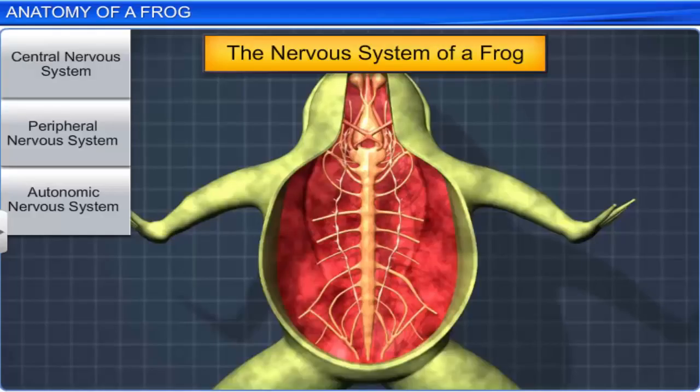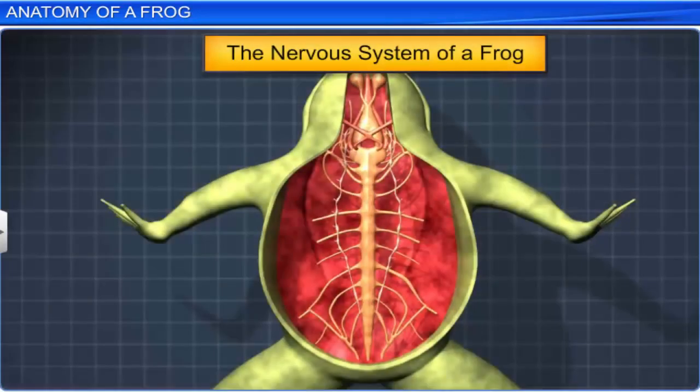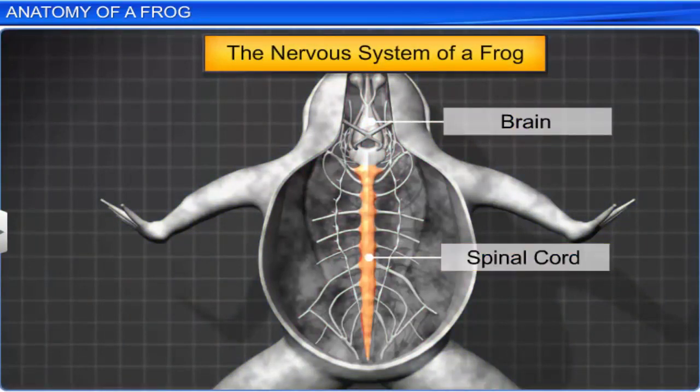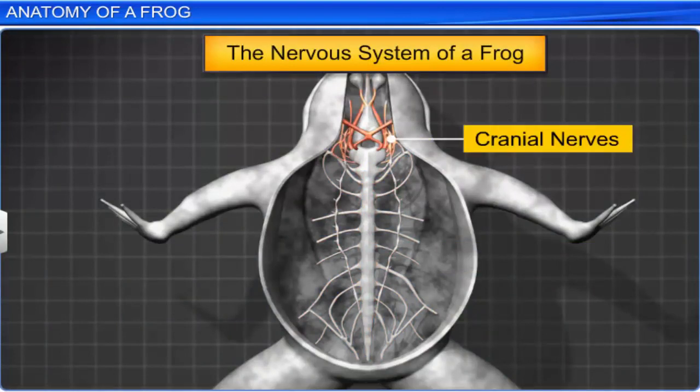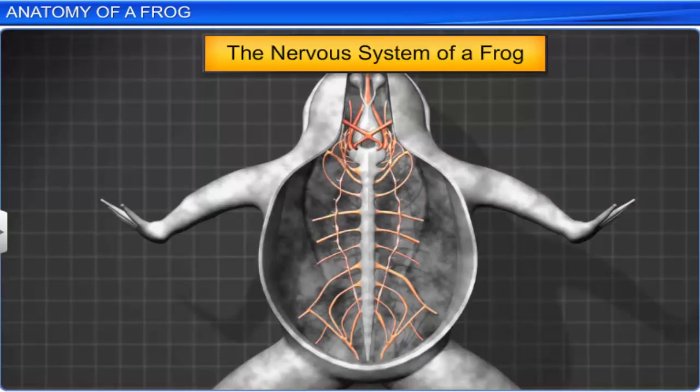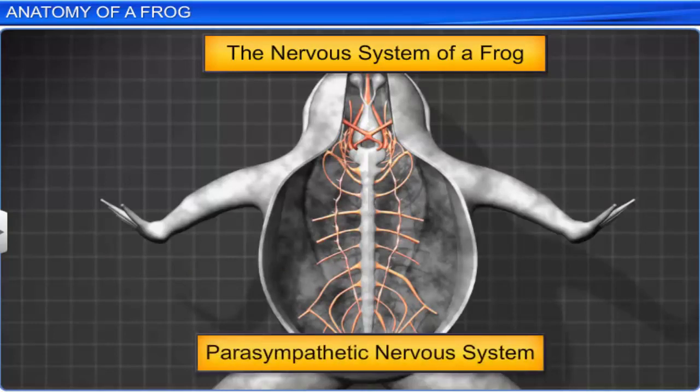The nervous system in frogs includes the central, peripheral, and autonomic nervous systems. The central nervous system consists of the brain and spinal cord. The peripheral nervous system consists of cranial and spinal nerves. And the autonomic nervous system consists of sympathetic and parasympathetic nervous systems.